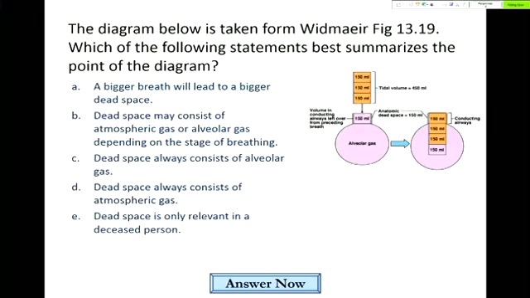Time for a couple more questions. I've said I've taken this from Widmer, but I've certainly taken it from your lecture notes, which is more relevant to you. So this diagram comes from the lecture notes yesterday. Let's see if you understood what we were talking about then.